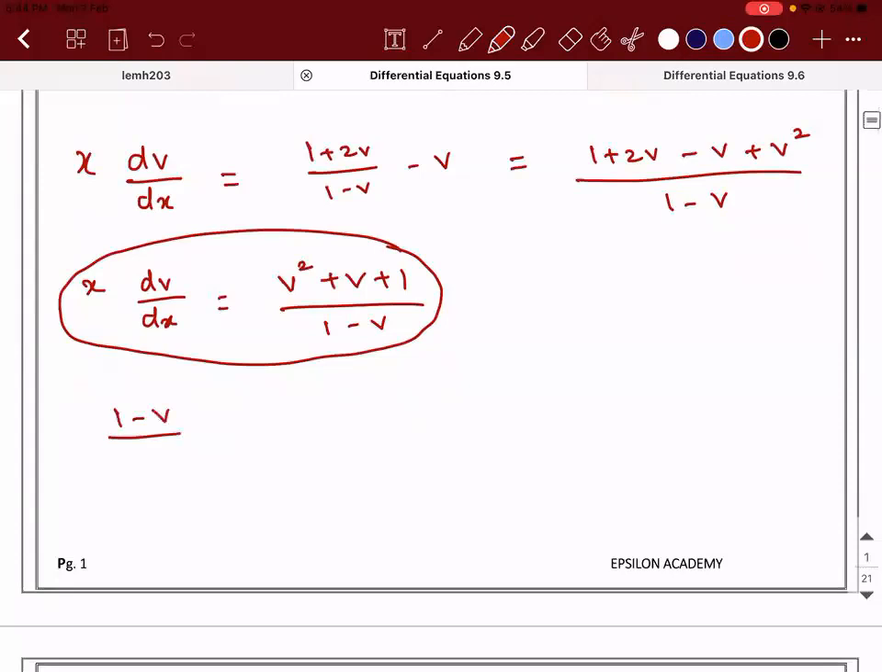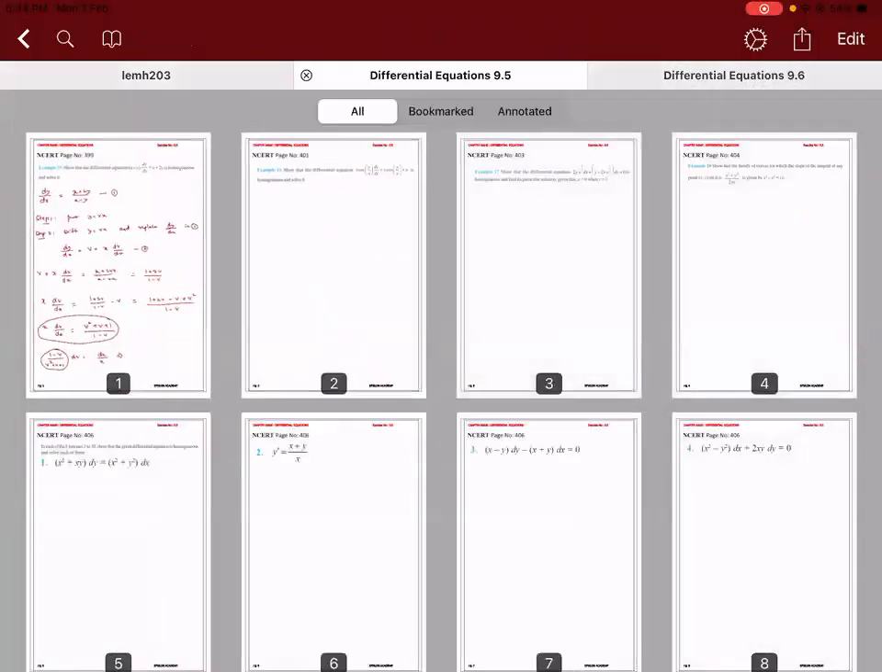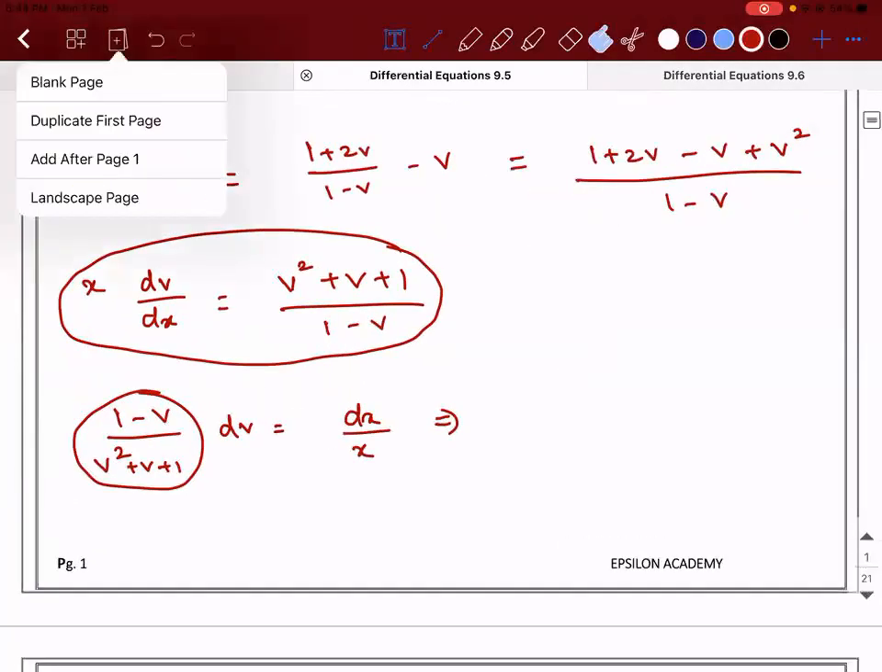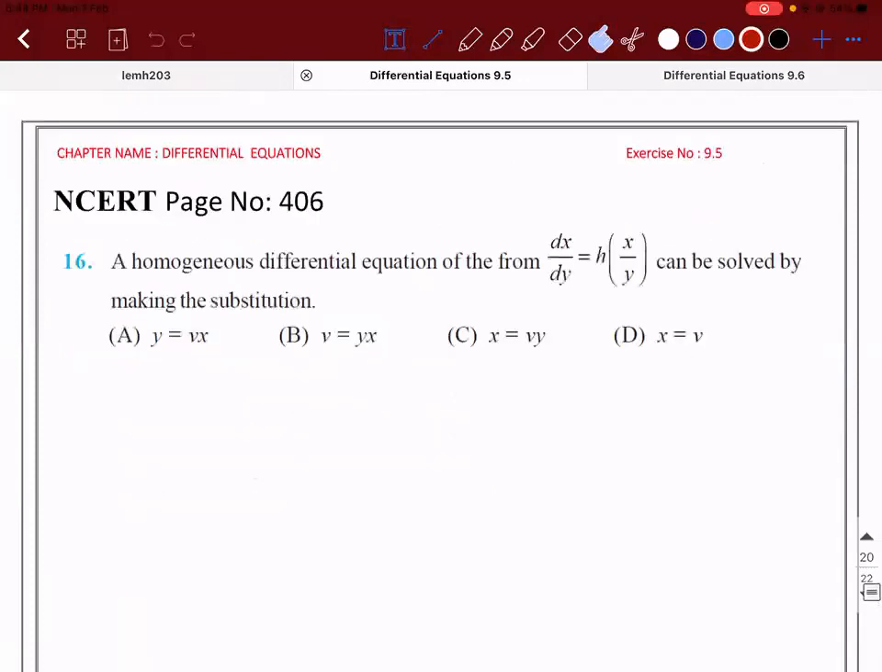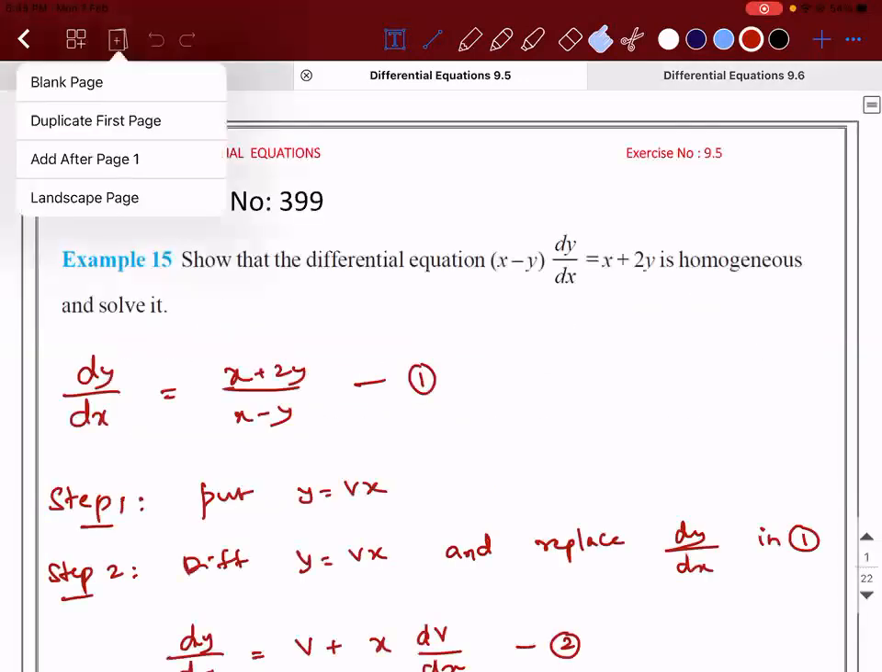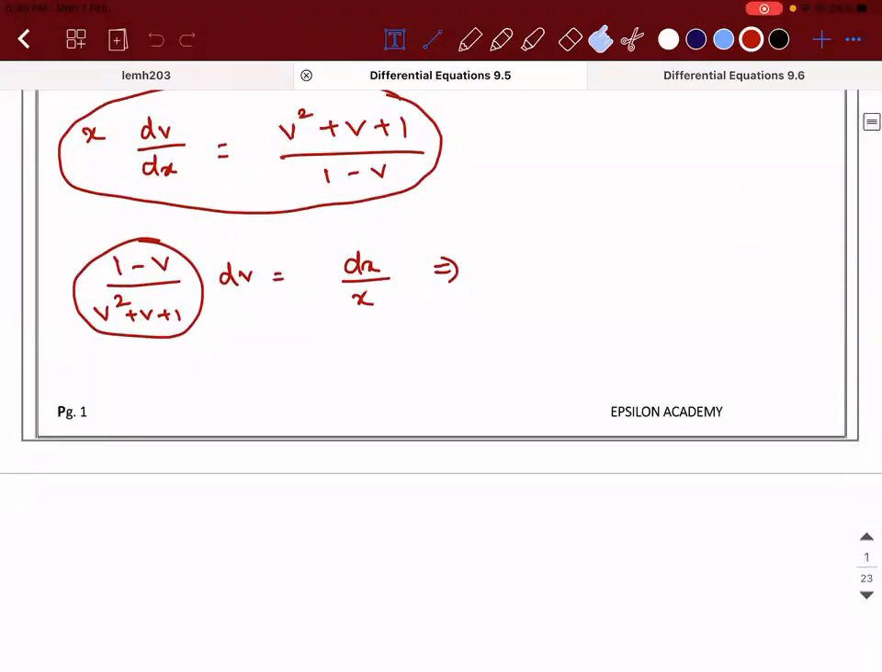So I can write it as 1 minus v divided by v square plus v plus 1 into dv is equal to dx divided by x. So how are we supposed to solve this? Rohan? Yes, sir. Since the numerator has 1 minus v, we can separate both, sir, and then use the completing the square method.